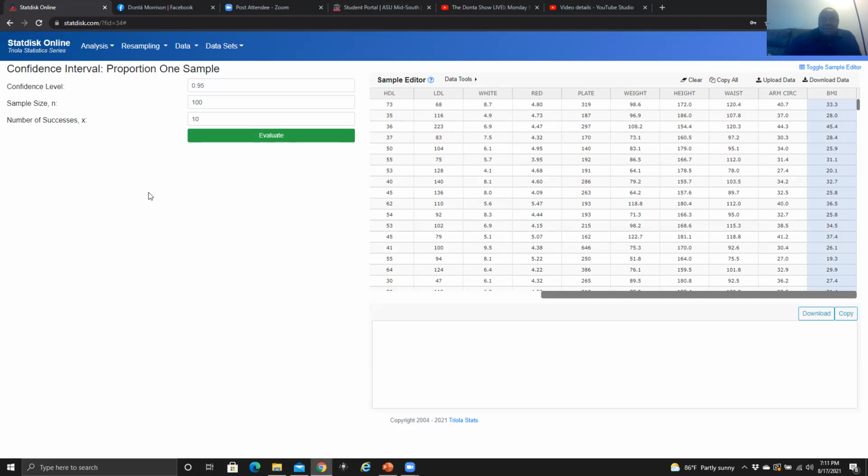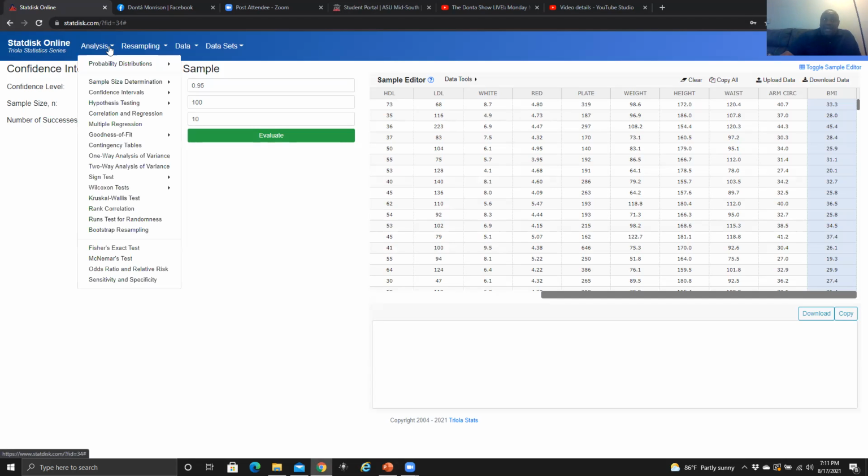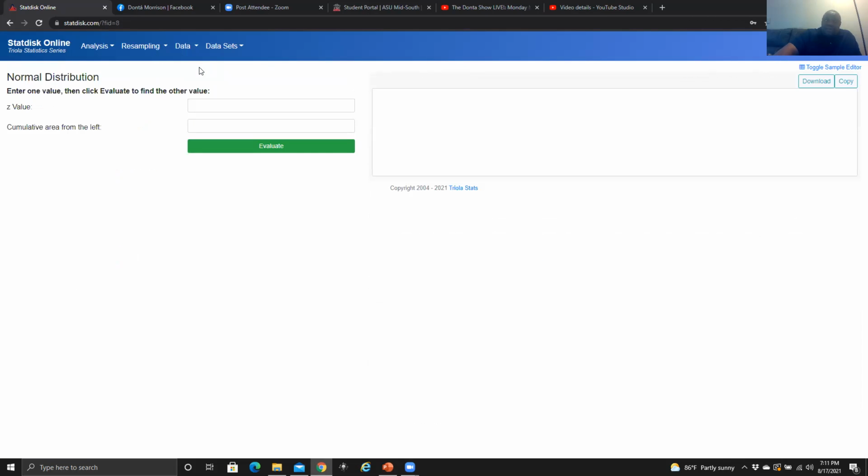Okay, so now let's do this. We want to go to analysis, that's the first thing, and then go to probability distribution. Click on that. Now we're dealing with a normal distribution, so we're going to select normal distribution. And this is the screen you should see. You'll see the Z value and the cumulative area from the left. The only thing we need to enter is a Z value. So we're going to enter 2.1, and since the 3 repeats, I'm going to put in a bunch of 3s so that I can get an accurate probability. The cumulative area from the left we'll leave blank. Then we'll click evaluate.